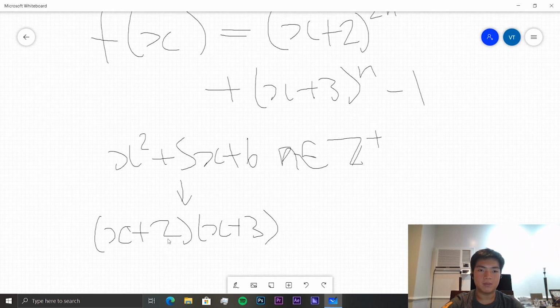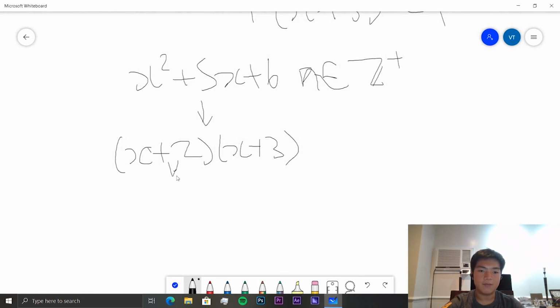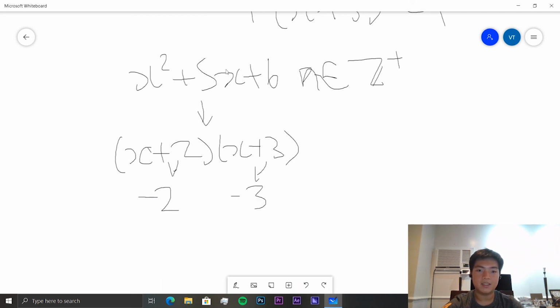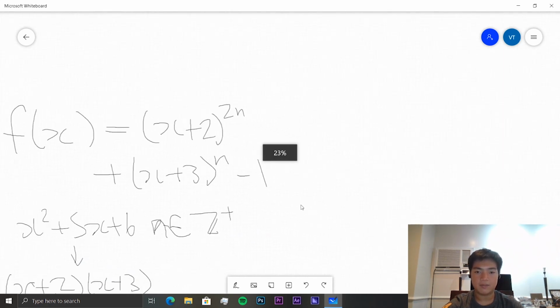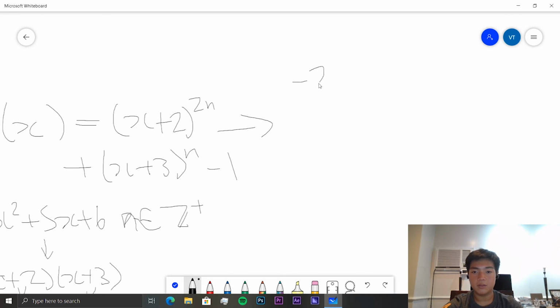So how do we test for divisibility? Well, we know that if we take the negative value of this constant, and substitute negative 2 and negative 3 into this equation, the result should always be 0, which means that they're factors. So let's try it for negative 2. We have negative 2 plus 2 to the 2n, which is 0, so we can ignore that. And so we are left with negative 2 plus 3 to the n, minus 1. Well, what's negative 2 plus 3? It's 1. And 1 to the power of any number n is always 1. And 1 minus 1 will therefore equal 0.